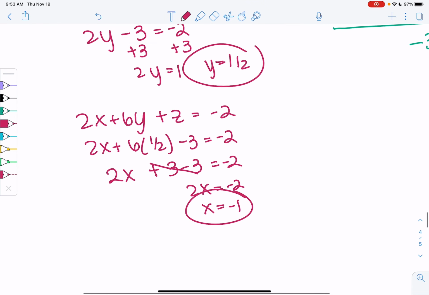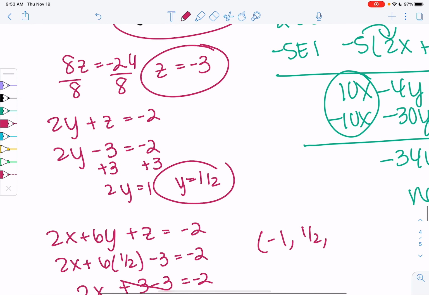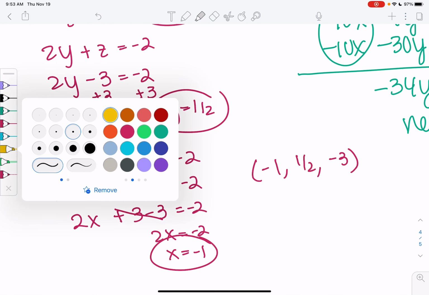But we'll write the solution as an ordered pair. -1, 1/2, and -3.